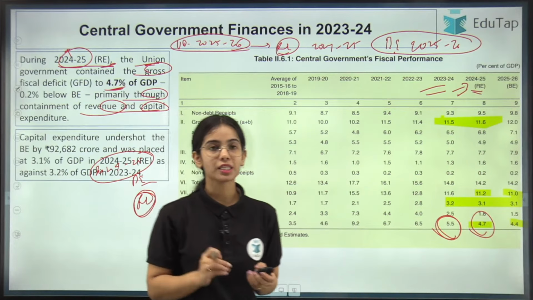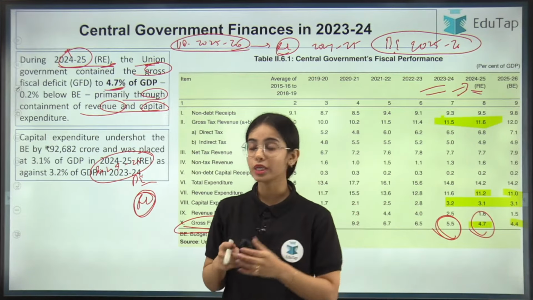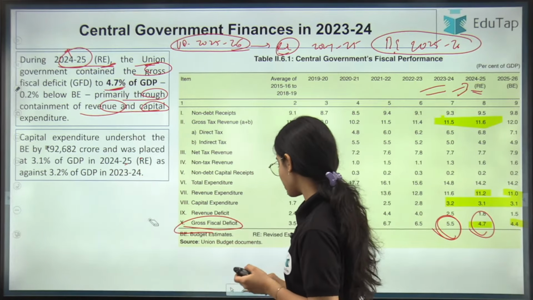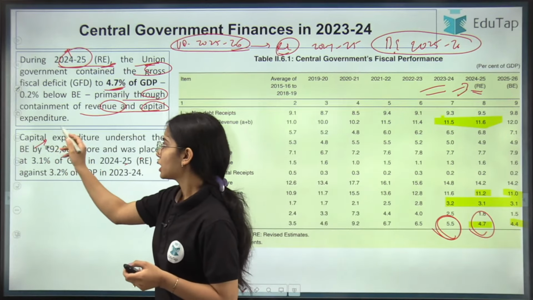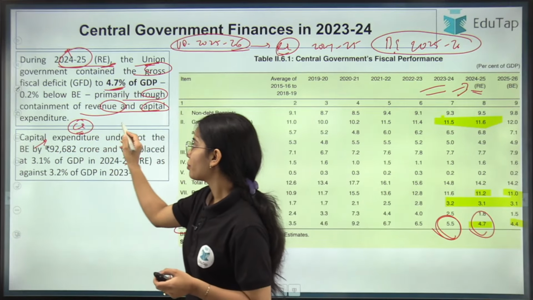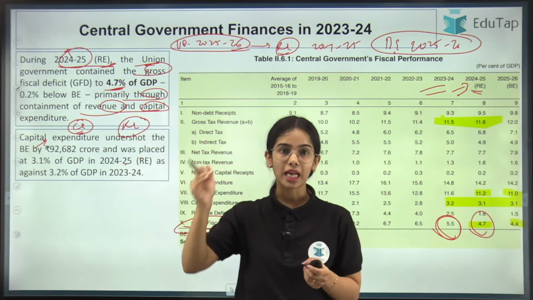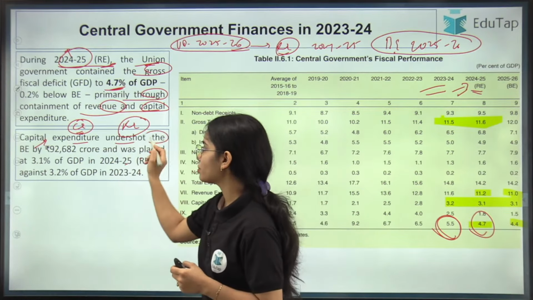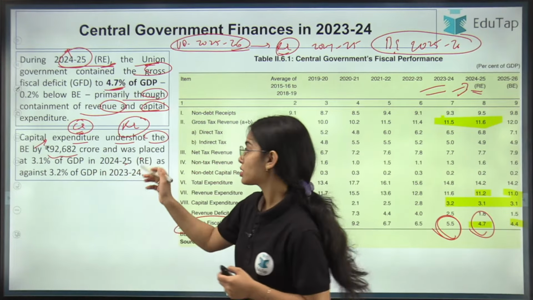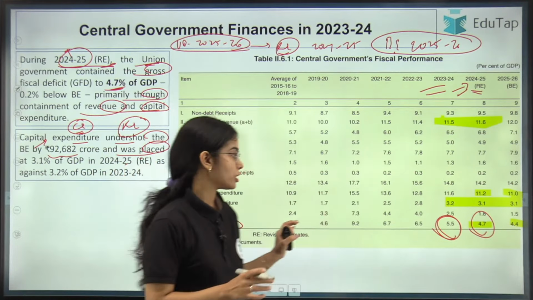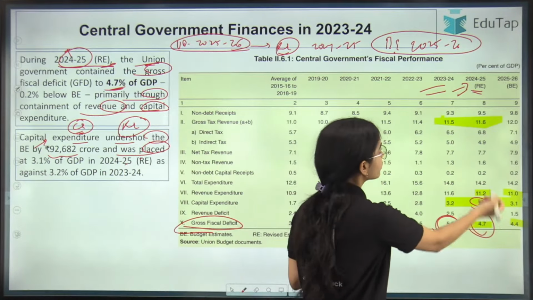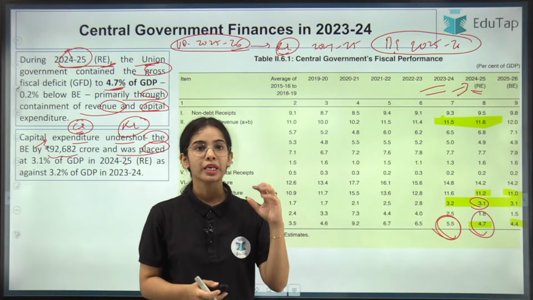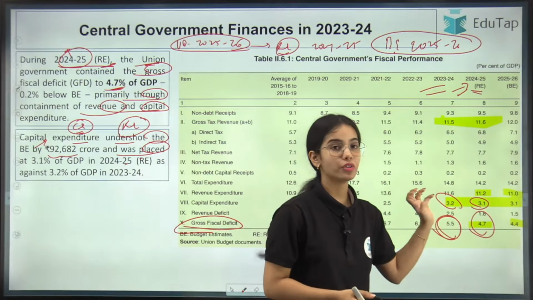Next is capital expenditure. The government wanted to do even more capital expenditure, but here you can see that capital expenditure undershot the budget estimate. As per the budget estimate, the capital expenditure was decided, but as per the revised estimate, the capital expenditure was slightly lower than the budget estimate. Capital expenditure undershot the budget estimate by 92,000 crores and was placed at 3.1% of the GDP, as compared to 3.2% of the GDP in the previous financial year.